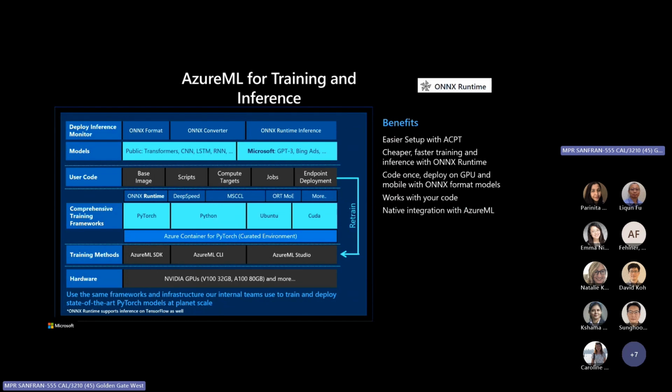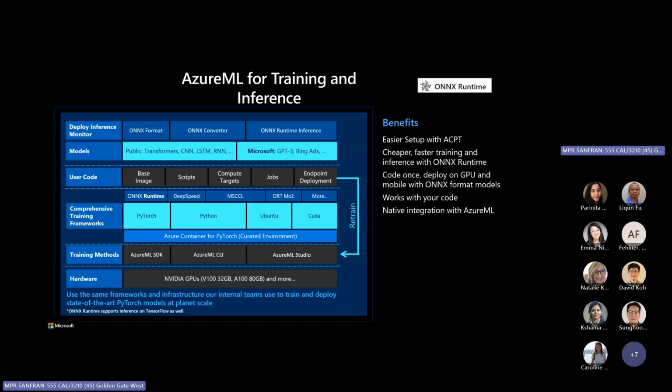What you start with is the hardware. Let's say you want to start with V100 or A100 GPUs, or you want to use ROCm GPUs for your use case on AzureML. And then you can use the training methods which you want to specify. For example, if you want to use the SDK, or the command line interface, or the UI, which can be done using AzureML Studio.